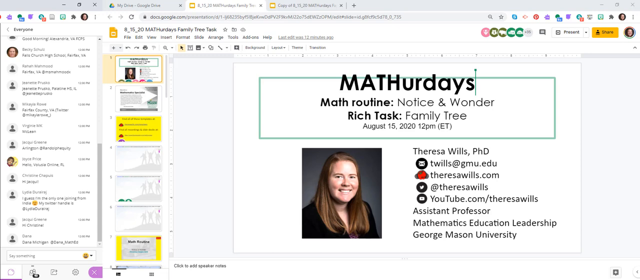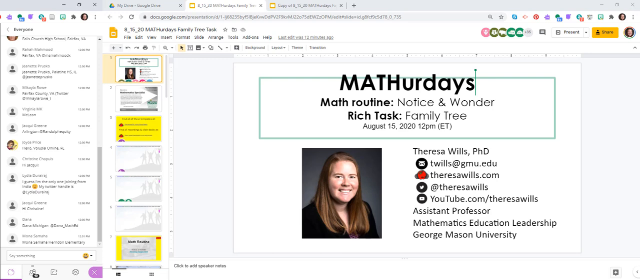One of the main reasons I like it is because it provides an opportunity for students to collaborate, interact, and get more student voice. And I'm here today to show you how to do that through a math routine and a rich task with a discussion at the end. So that's our agenda for today, and we are going to jump right on in.